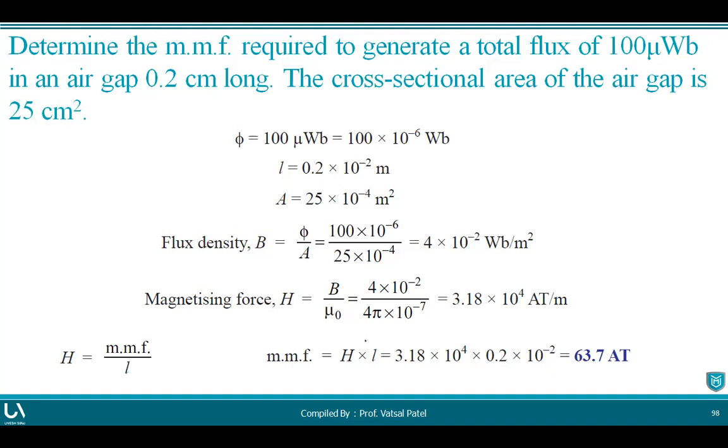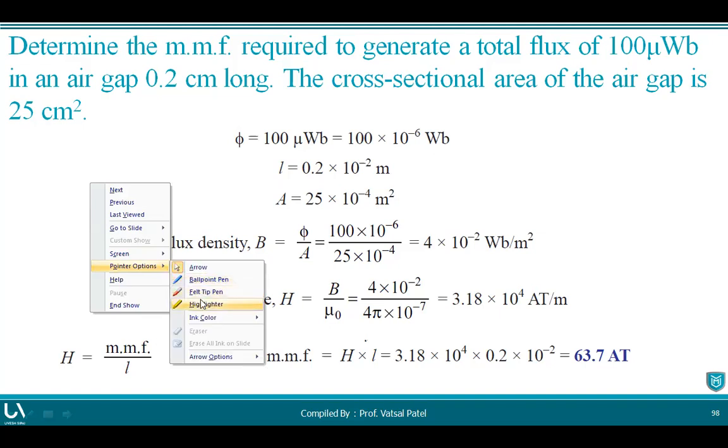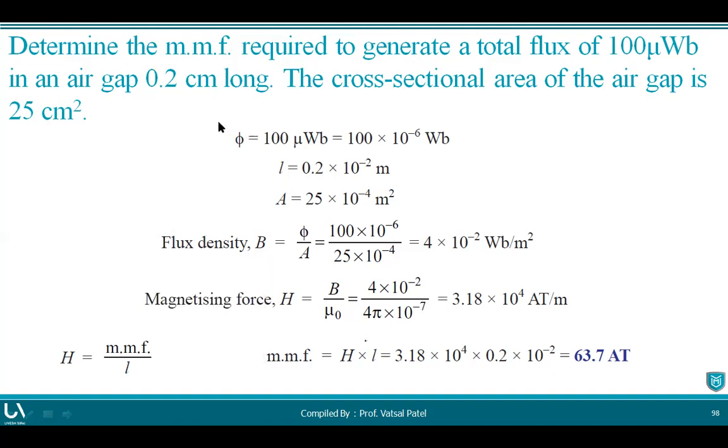And the cross sectional area of the air gap given here is 25 centimeter square. If you convert that into meter, 1 centimeter is equal to 10 raised to minus 2 meter. So you have centimeter square here, so it is 10 raised to minus 2 multiplied by 10 raised to minus 2, which you can also do. So the cross sectional area is given here as 25 into 10 raised to minus 4 meter square. So these three parameters of flux, length, and area of the air gap are given in the example question.